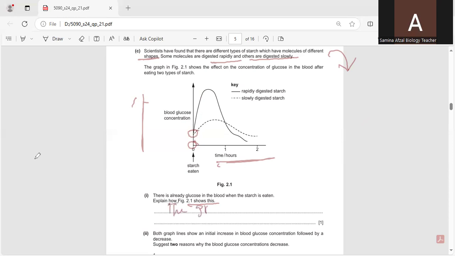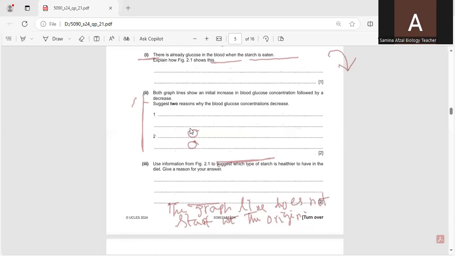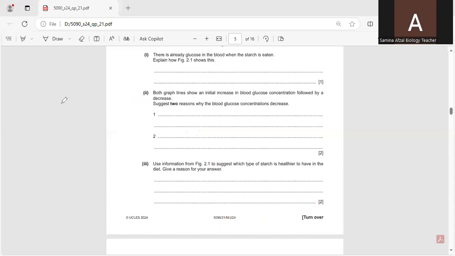So we can write it in this way: the graph line does not start at the origin. So it shows that starch was already present. Now the next question is, both graph lines show an initial increase in blood glucose concentration followed by a decrease. Suggest two reasons why the blood glucose concentration decreases.